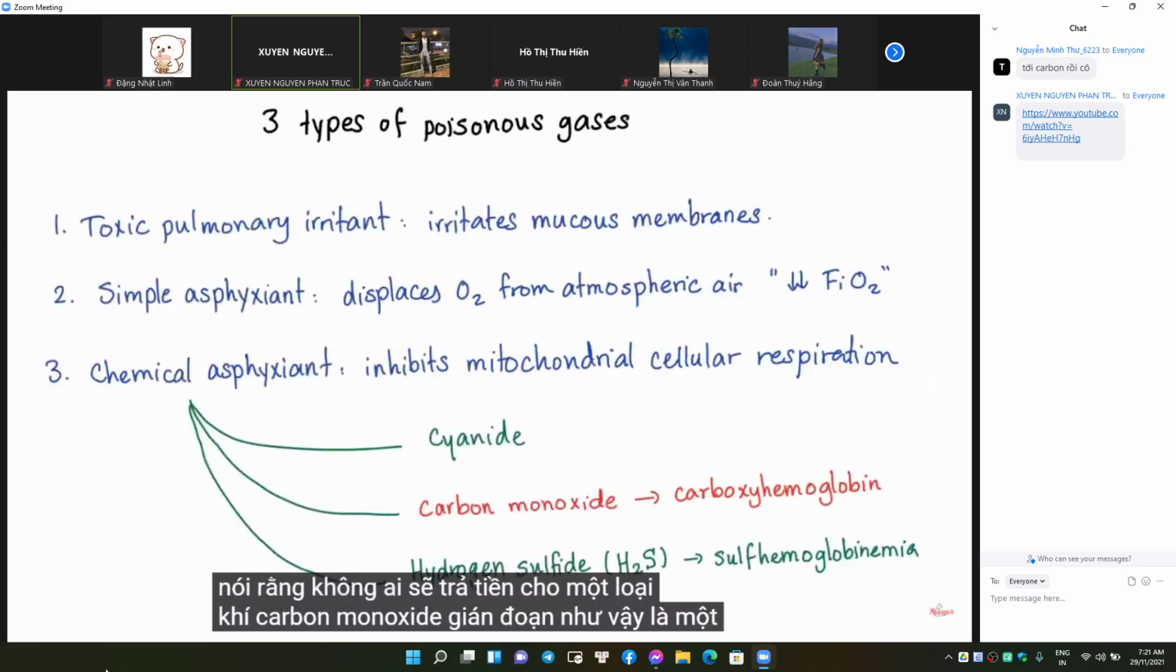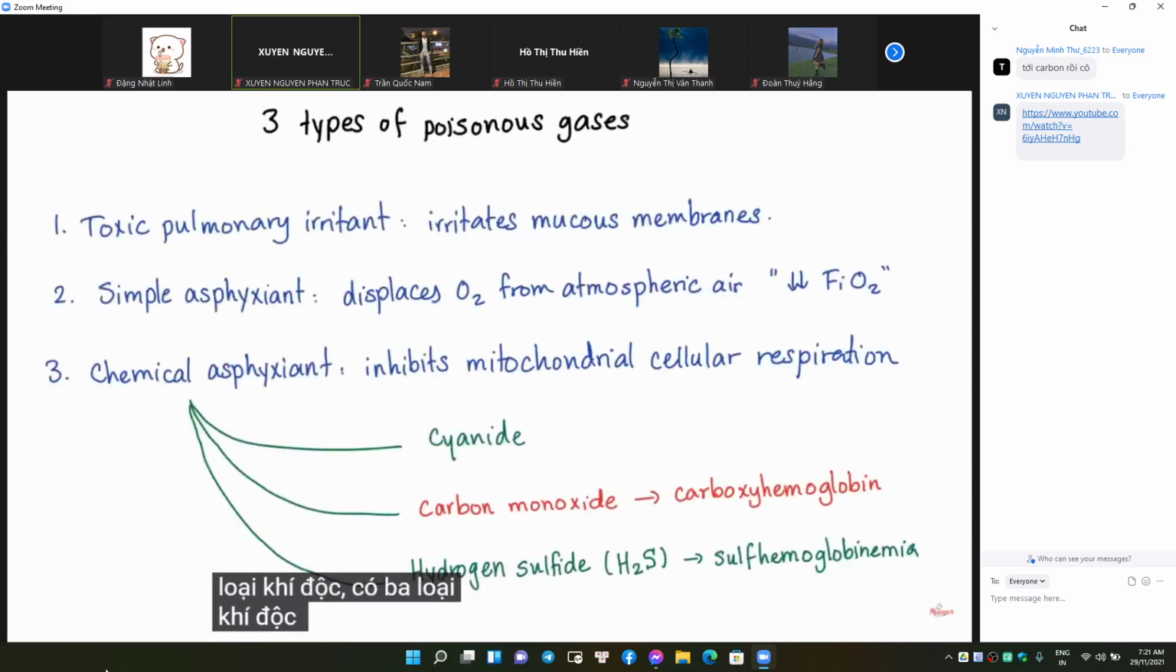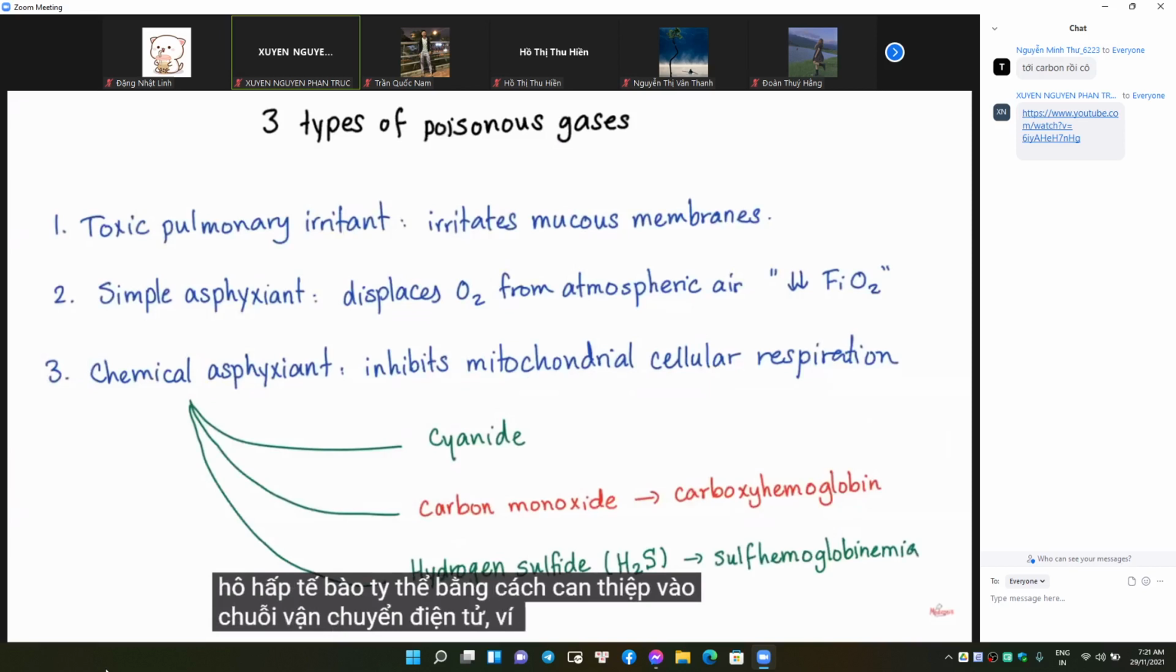Carbon monoxide is a poisonous gas. There are three types of poisonous gases. Number one, toxic pulmonary irritants. They just irritate the mucosa. Number two, simple asphyxiants. They displace oxygen from the atmospheric air. Number three, chemical asphyxiants. They inhibit the mitochondrial cellular respiration by interfering with the electron transport chain. Examples: cyanide, and carbon monoxide leading to carboxyhemoglobin.